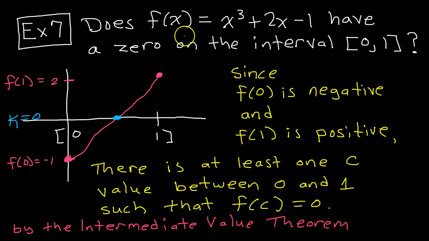So we can conclude that yes, f of x does have at least one 0 on the closed interval from 0 to 1, because according to the intermediate value theorem, if f at 0 is negative and f at 1 is positive, there will be at least one c value between 0 and 1 where the value of the function is 0.